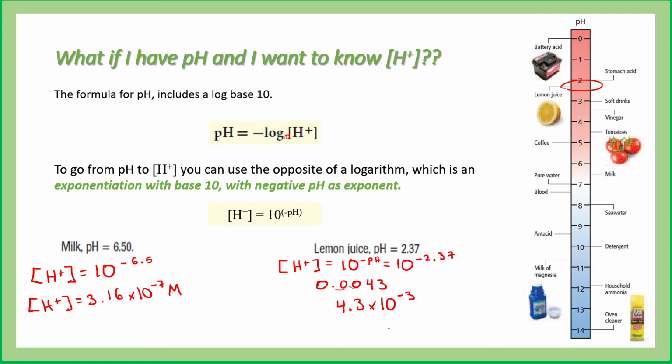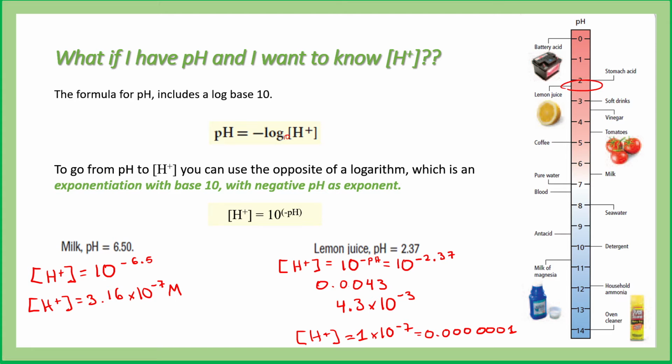And if you remember, if a value is greater than 1 times 10 to the minus 7, it's an acid. And this number is an acid because it's equal to 0.0043, and the other number is equal to 0.0000001. That number is clearly greater than this. So if your hydrogen concentration is greater than 1 times 10 to the minus 7, it will be an acid. And you know that lemon juice is an acid. Great.